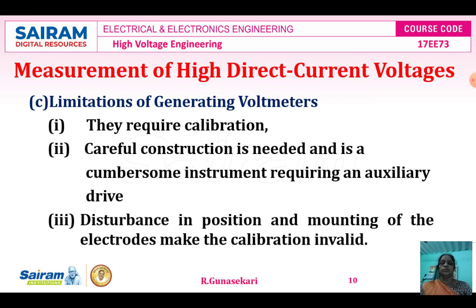This is another limitation of the generating voltmeter. The last limitation is that disturbance in the position and mounting of the electrodes makes the calibration invalid.